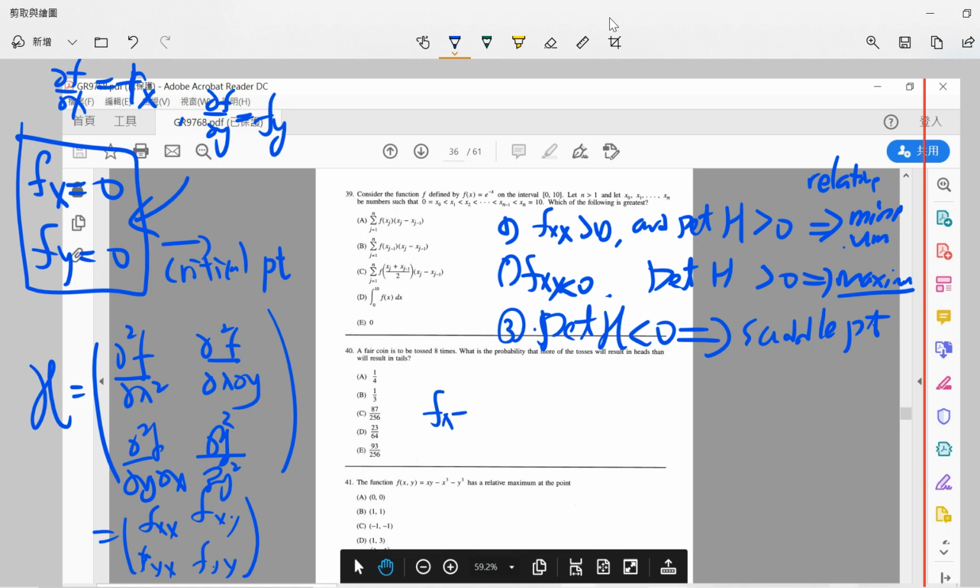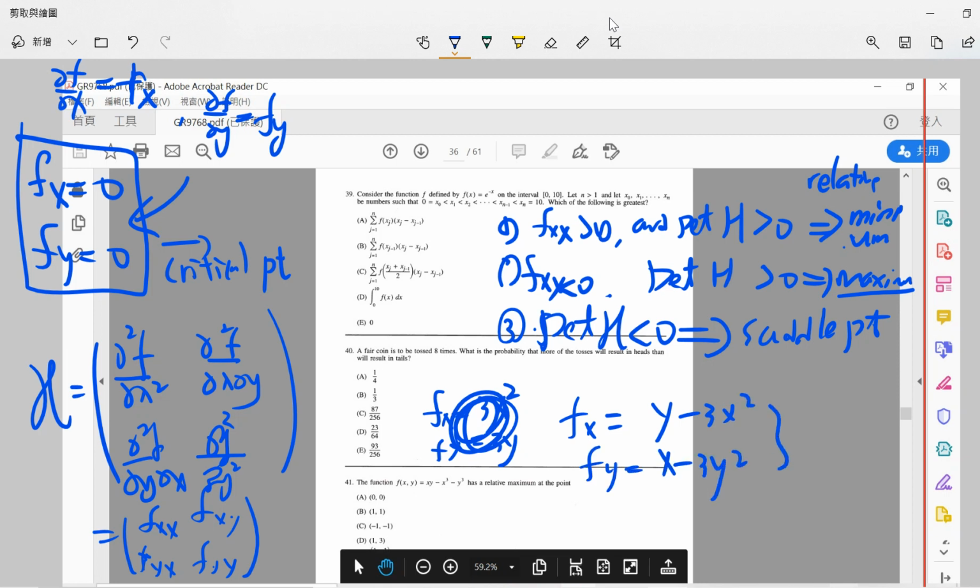Okay, so fx is y minus 3x squared, fy is x minus 3y squared. So you solve these two equations. Then you have x cubed equals 1 over 27. So the critical point is this one.